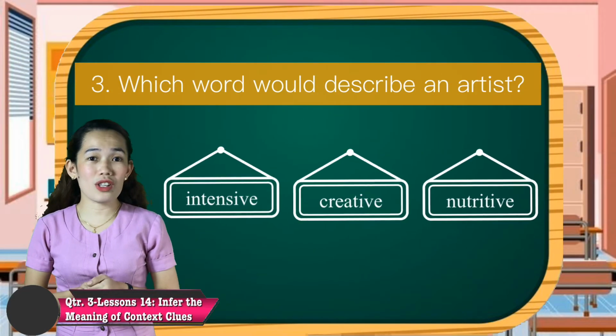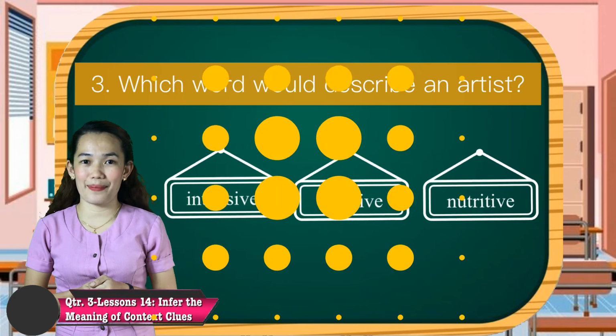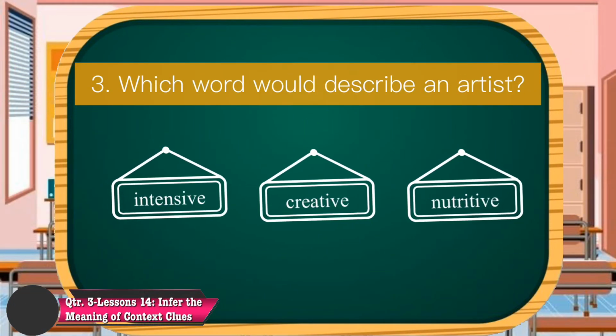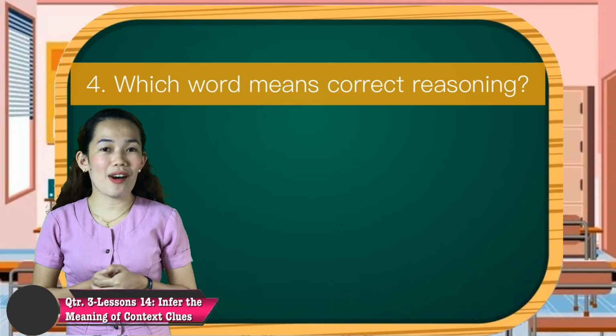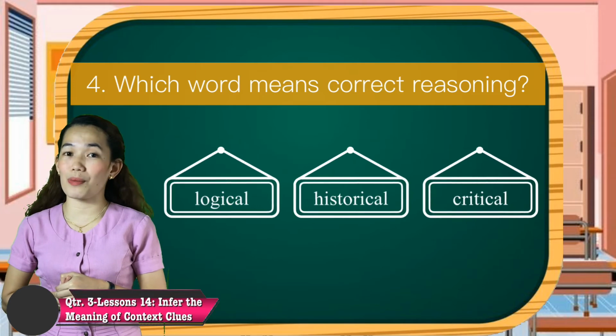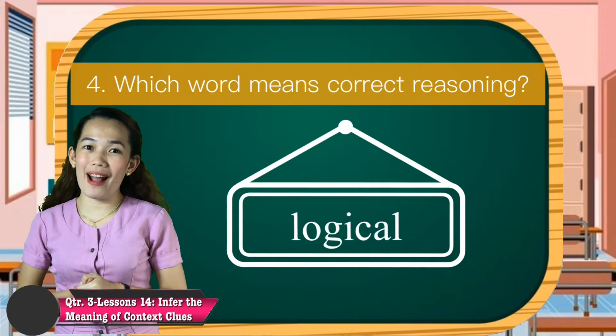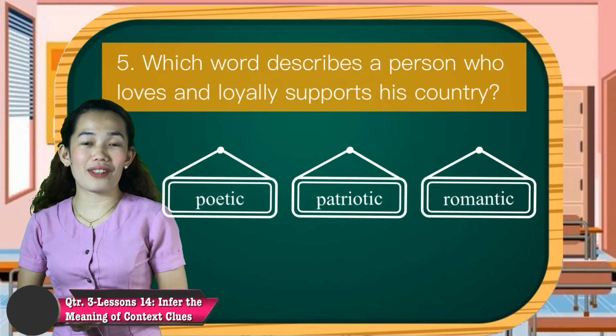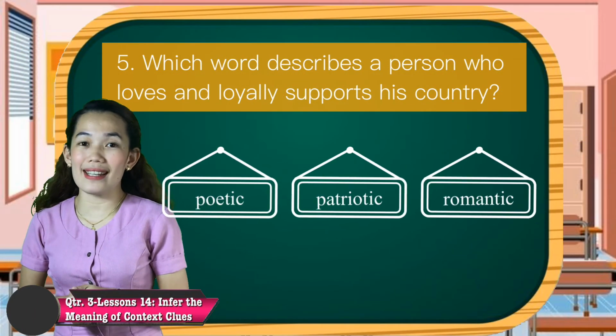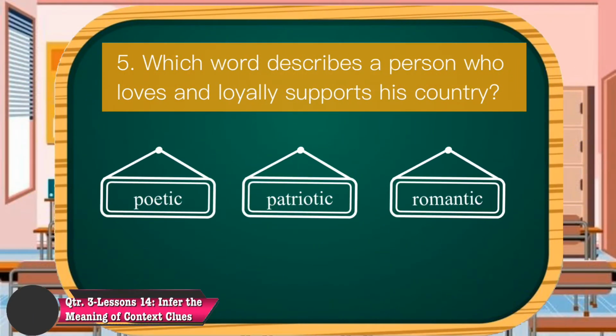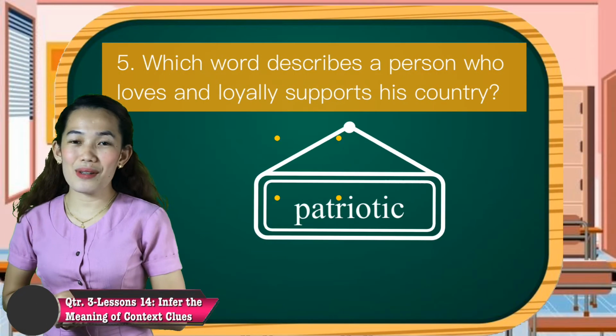Number 3. Which word describes an artist? You got it right. Creative. Which word means correct reasoning? You got it right. Logical. Which word describes the one who supports and loves his country? The answer is patriotic.